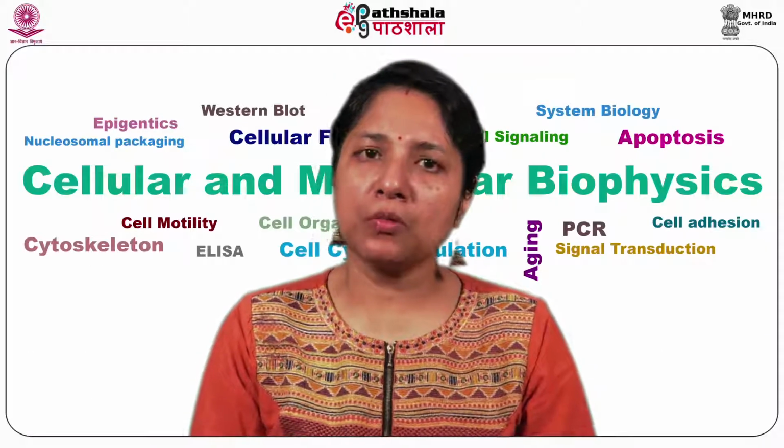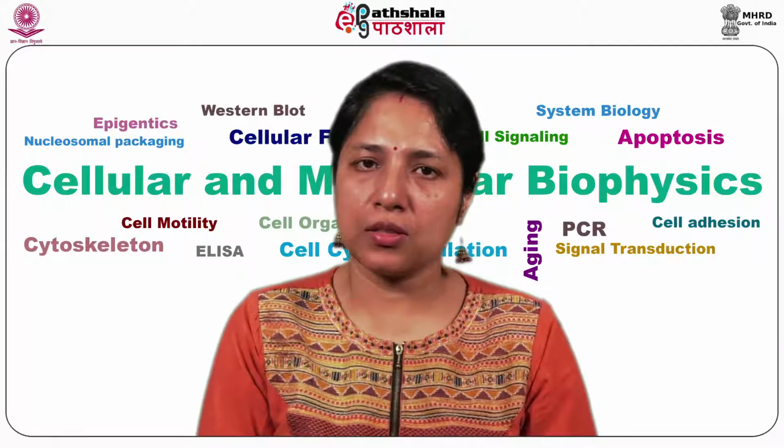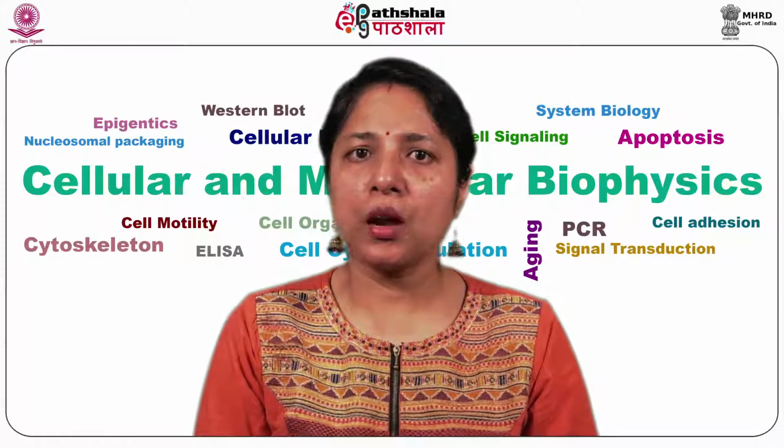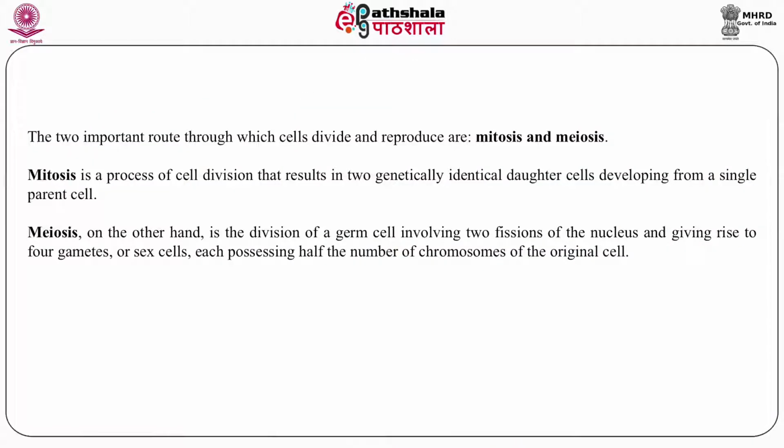Coming to the next objective, the difference between mitosis and meiosis. Now, the two important routes through which cells divide and reproduce are mitosis and meiosis. Mitosis is a process of cell division that results in two genetically identical daughter cells developing from a single parent cell. Meiosis, on the other hand, is the division of a germ cell involving two fissions of the nucleus and giving rise to 4 gametes or sex cells, which possess half the number of chromosomes of the original cell.